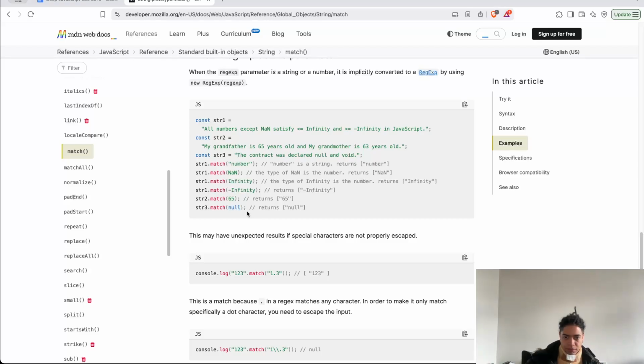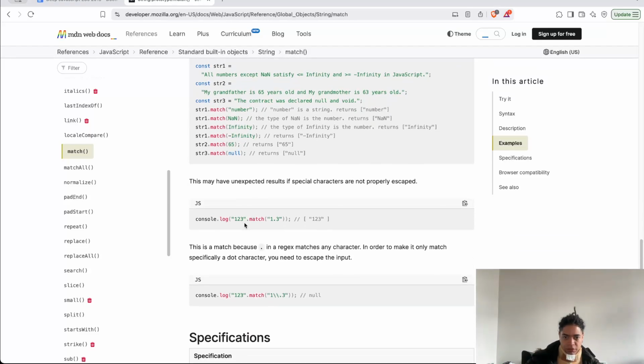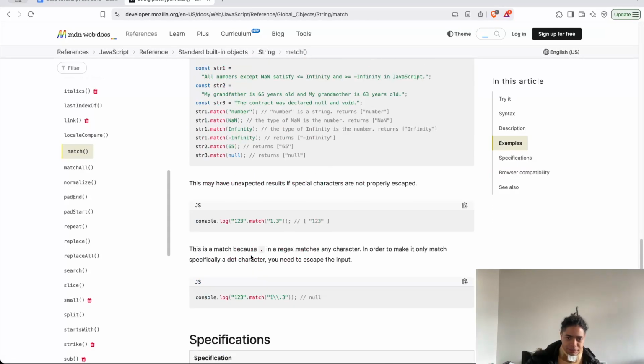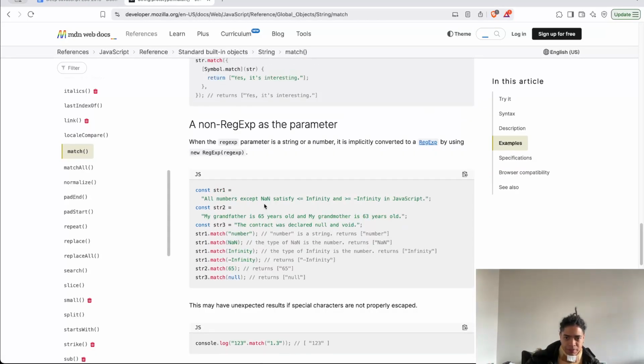And that's interesting. There is a typo here. Yeah, there is a typo here. Oh no, that's not a typo. No, it works. It works. That's interesting. Good. So match a number in a string returns a number. So you also have some of the corner cases of match, which are minus infinity or infinity, 65.